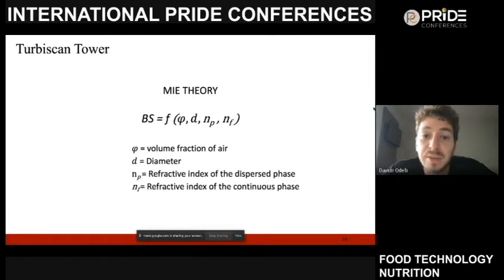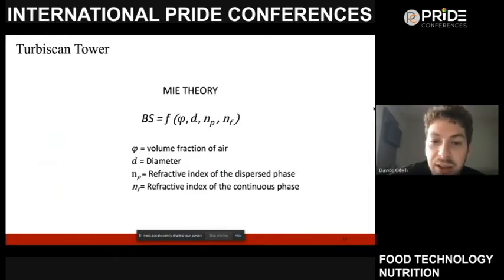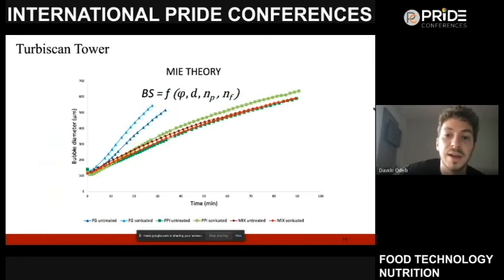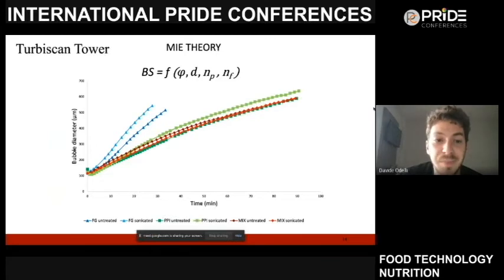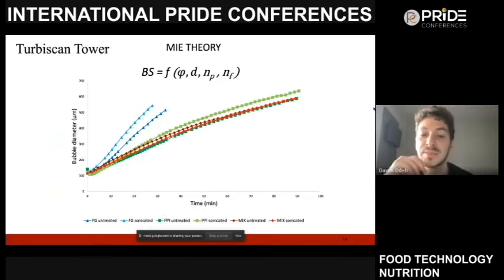And now the backscattering values are important because, thanks to the Mie theory, knowing the volume fraction of air, which is our foam capacity described before, and knowing both the refractive index of the dispersed phase and the continuous phase, we can calculate the mean diameter of the bubbles of each foam and how they change during the time, allowing us to create a graph like this, where we can see the difference in the bubble diameters of the foams over the 90 minutes considered.